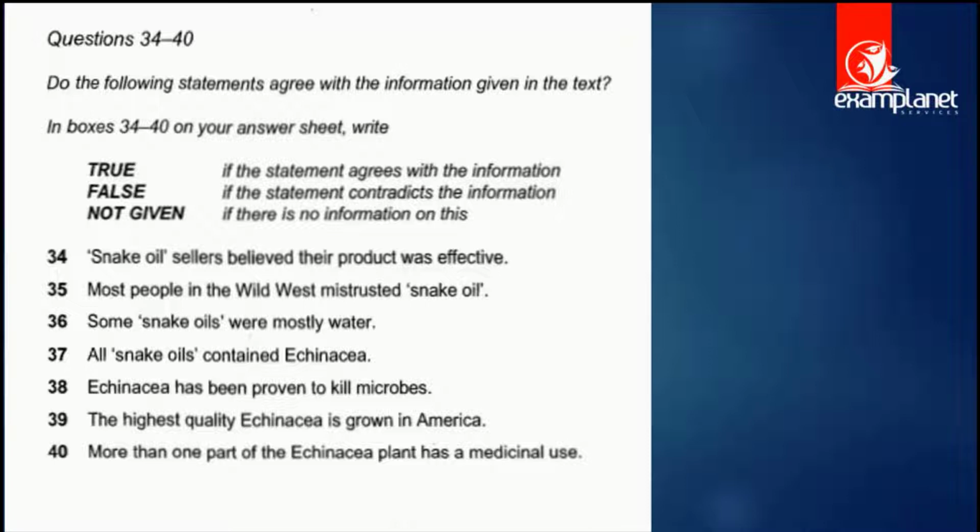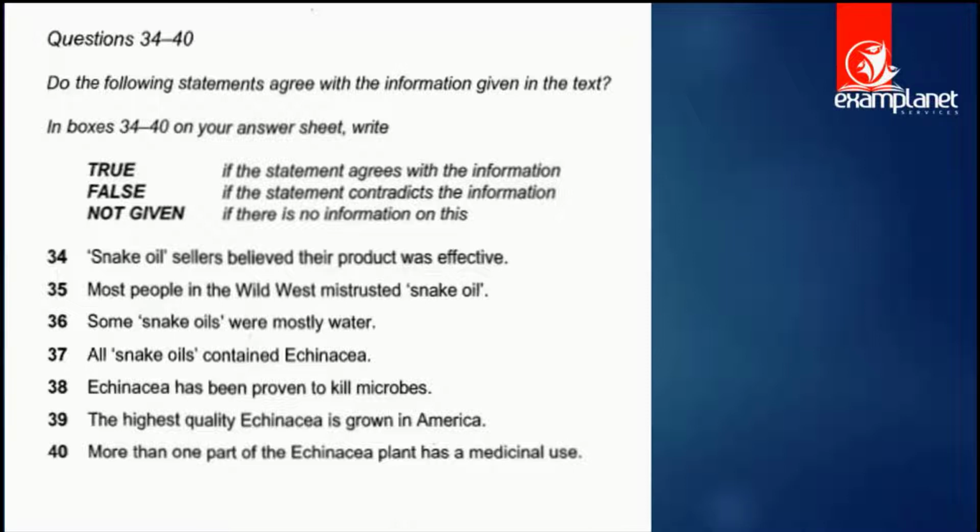For 35, it says most people in the Wild West mistrusted snake oil. As much as the Wild West is mentioned in paragraph A, we are never given a particular number of those that mistrusted it, because some still patronized them. There's no information on those that would probably have mistrusted the oil. So for 35, the answer would be not given.